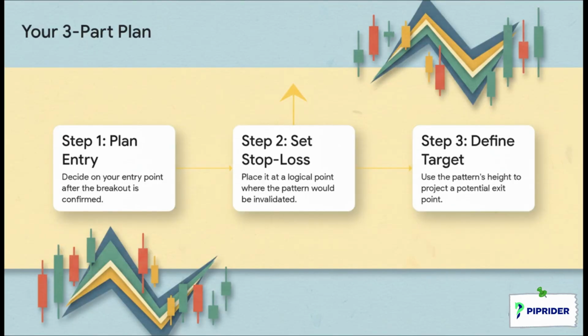Okay, so once you feel like you have confirmation, you absolutely need a plan. Here it is, a simple three-parter. Step 1, plan your entry. Know exactly where you're getting in. Step 2, and this is probably the most important, set your stop loss. Put it at a logical spot where the pattern would basically be proven wrong, like just above the peaks of a double top. And step 3, define your profit target.